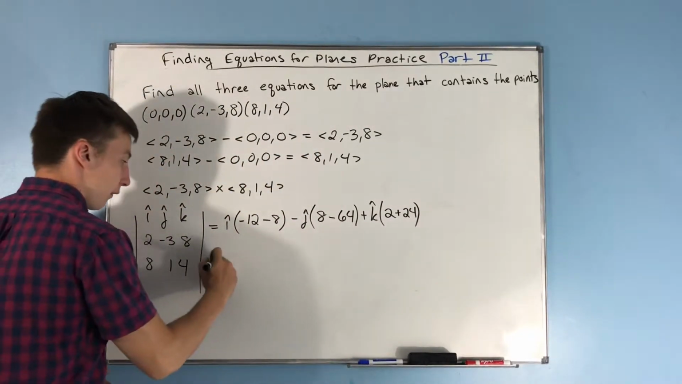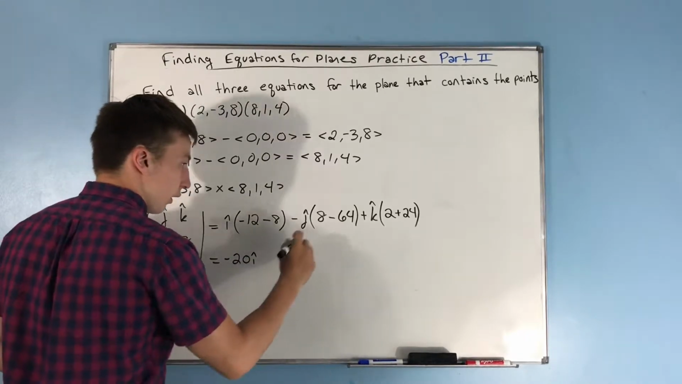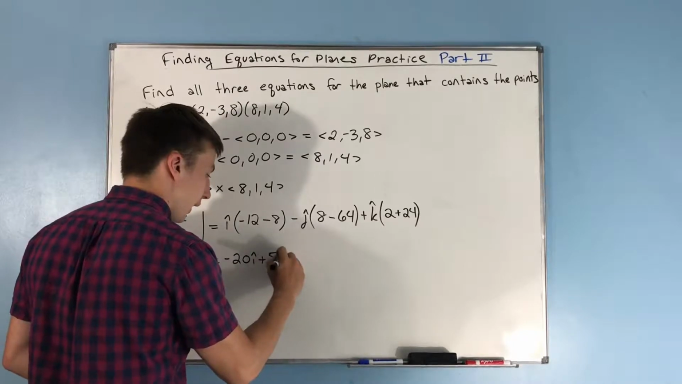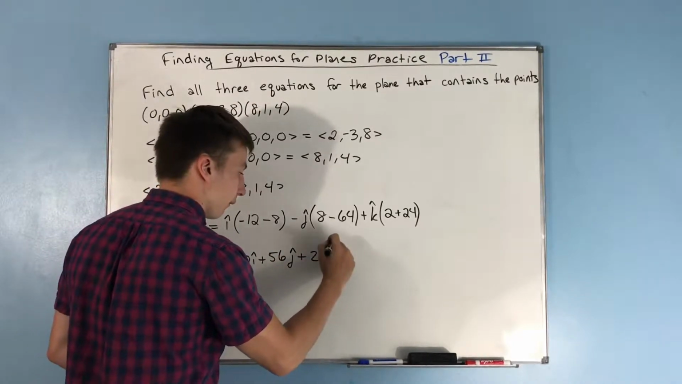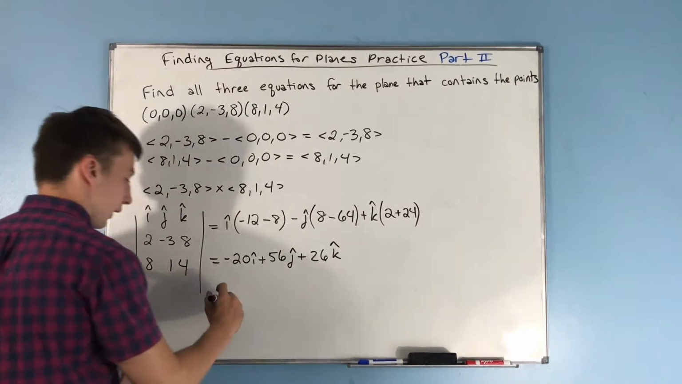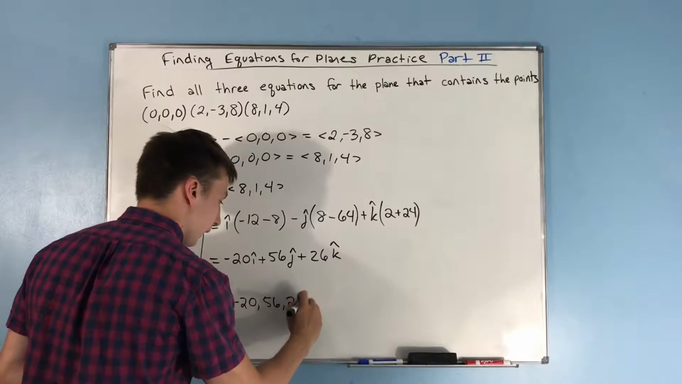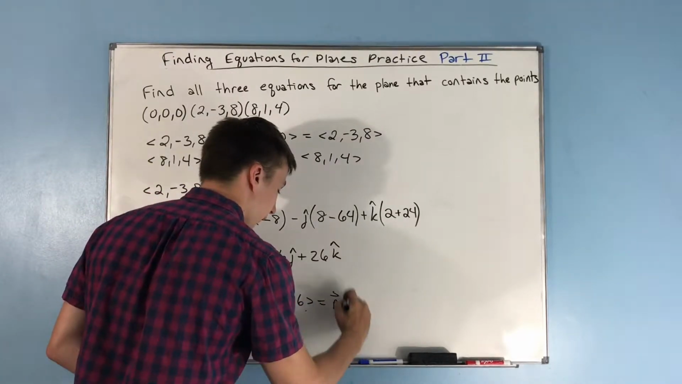Simplifying that, we get -20 i hat. This will be a negative 56, so we get a plus 56 j hat, and then a plus 26 k hat. And that's going to be our normal vector right there: (-20, 56, 26). That is equal to our normal vector.